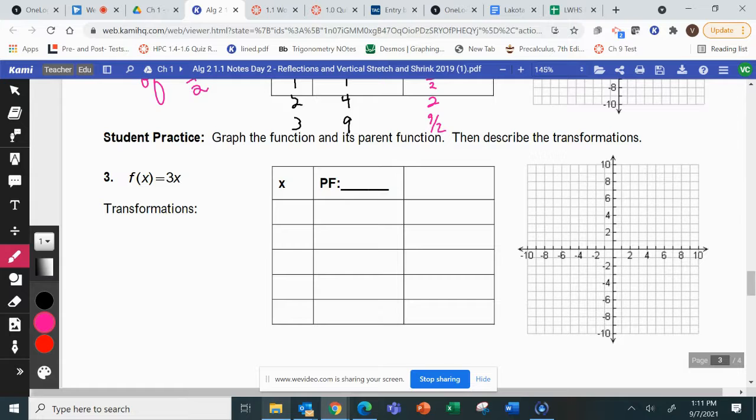So the parent function would be the thing with the x that's not the 3. You're not sure? It's going to be the thing that's with the x, but it's not the 3. I hope you see better. Yeah, that was good. I mean, I don't know how you did that, but show me sometime.